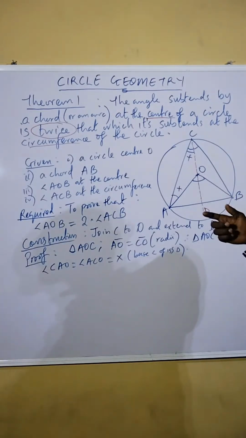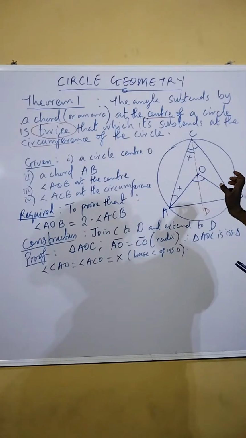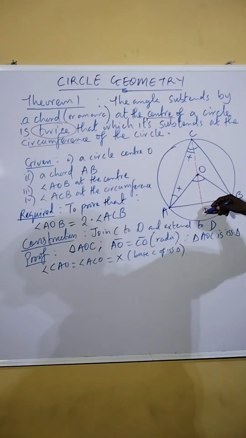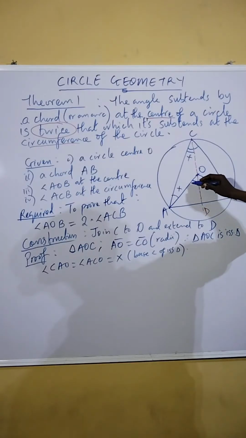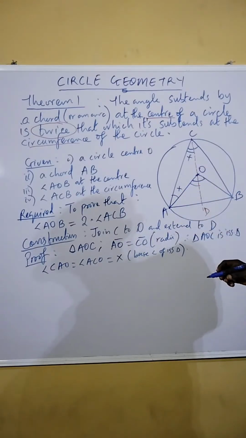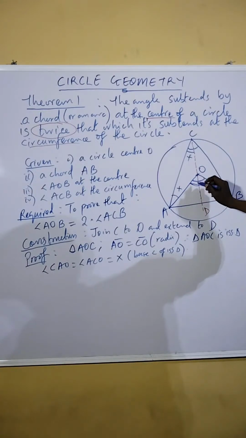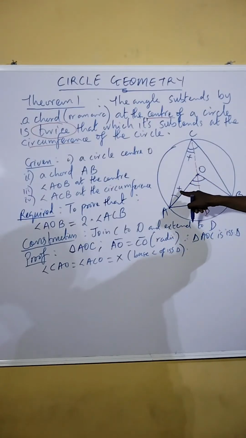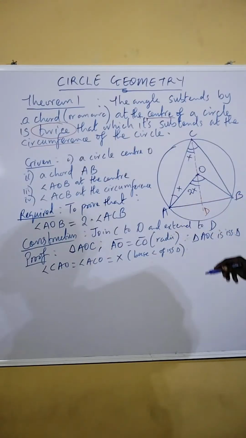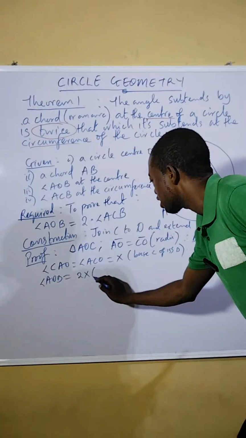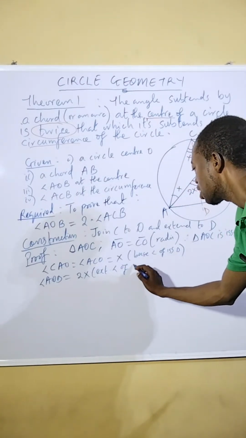Also, as we look at this particular triangle, you discover that one of the sides here is extended. This side is extended, and the exterior angle of any triangle is equal to the sum of the two opposite interior angles. That is, this angle marked here, which is angle AOD, will be x plus x, which is 2x. So we can say that angle AOD is equal to 2x. Why? Exterior angle of triangle AOC.